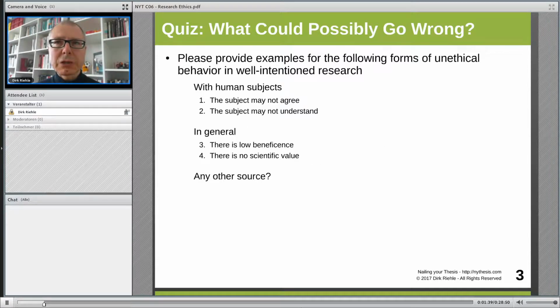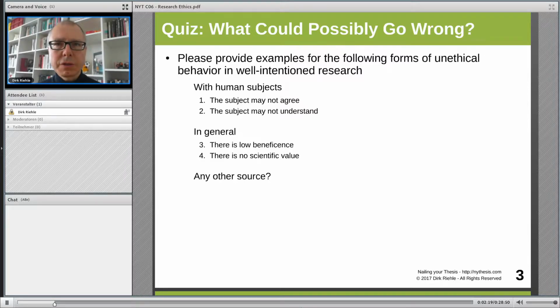Here's a little quiz to get us started. We are talking about well-intentioned research, but still potential unethical behavior. So what do you think? Can you provide examples of the following forms of unethical behavior in well-intentioned research? And as you can see, it's split in a general section and in one on dealing with human subjects, which is usually a major source. So I already gave you the broad categories.